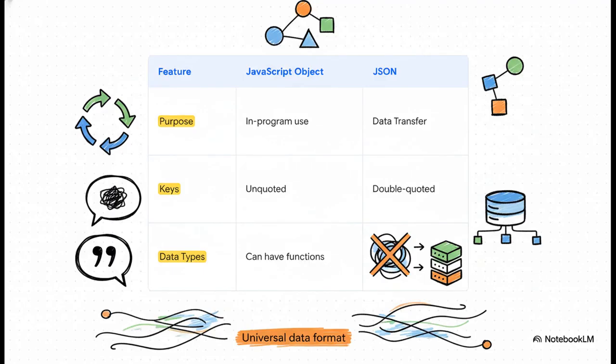JSON stands for JavaScript Object Notation, and as you can see in this table, it looks a lot like a JavaScript object, but it follows a few very strict rules that make it a universal format. First, its whole purpose is for transferring data, not working with it inside your program. Second, and this is a big one, the keys must be in double quotes. And third, JSON is for static data only. You can't have any functions in there. These simple rules make it a pure data format that pretty much any programming language on the planet can understand.